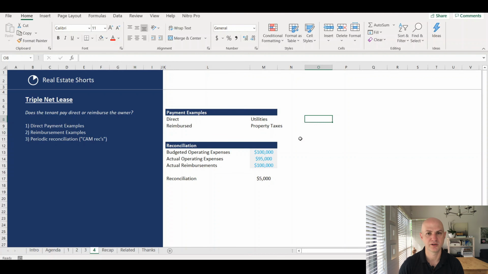Reconciliation, CAM reconciliation, CAM rec, is another phrase that typically gets grouped together in this category. And so, for example, if we budget $100,000, but what happens if actual expenses are 95? The tenant may have been reimbursing according to the 100,000, so we may owe them some money after the fact, or vice versa.